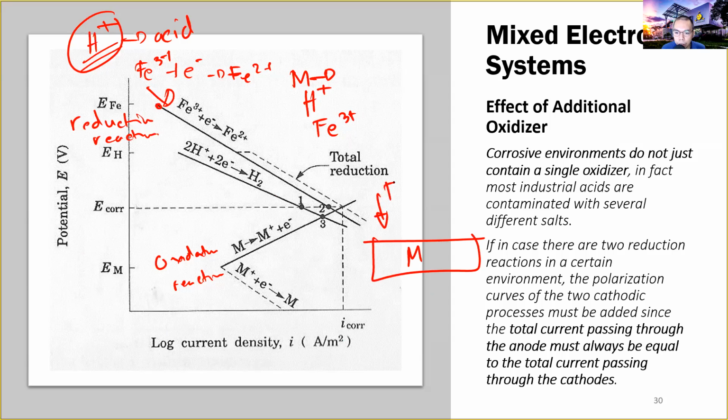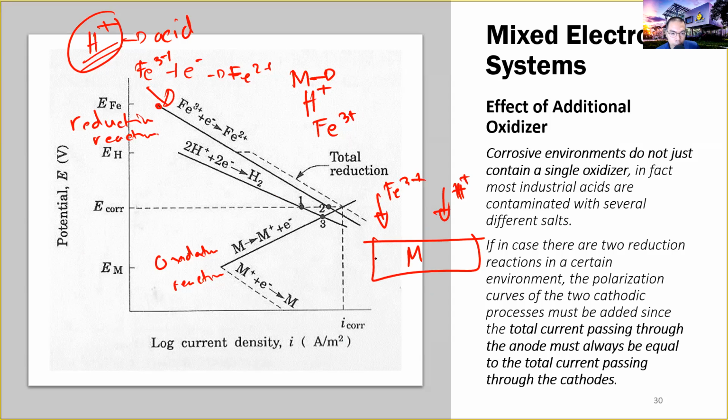So Fe3 plus attacks this one and hydrogen plus attacks this one. So ang kumakain sa metal mo is not only H plus or the acid, but also the action of your ferric ion.